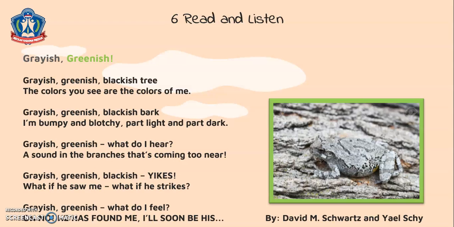And for activity 6, read and listen to a poem. The title is Grayish Greenish.